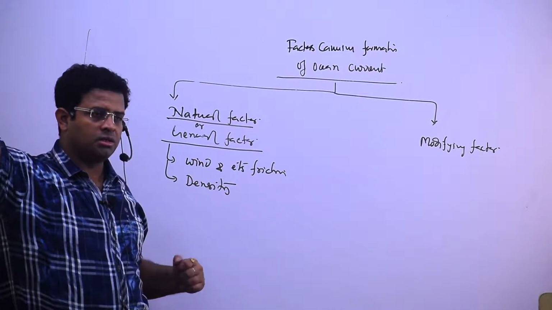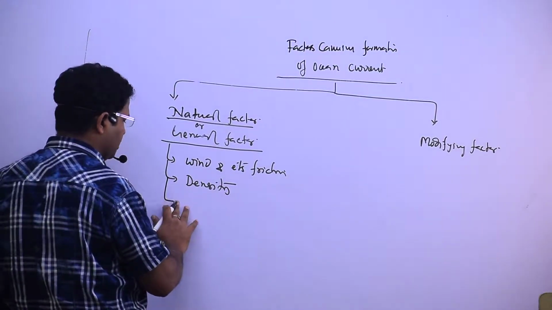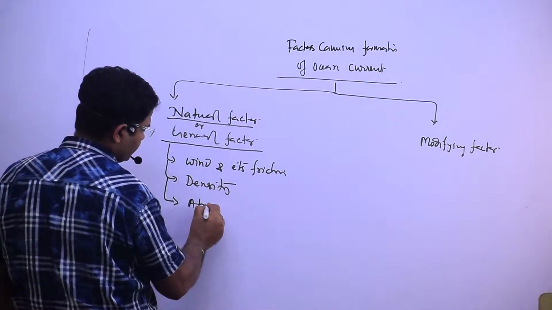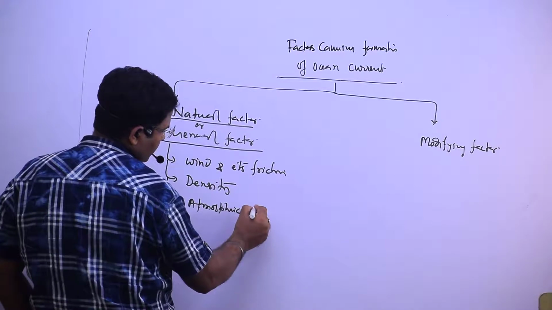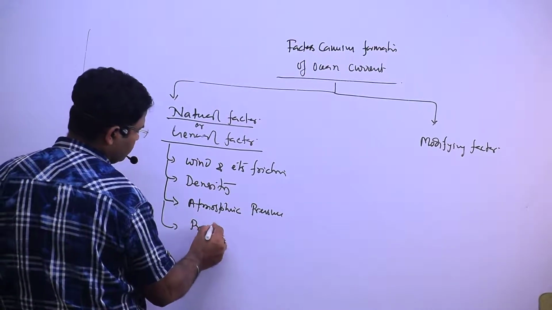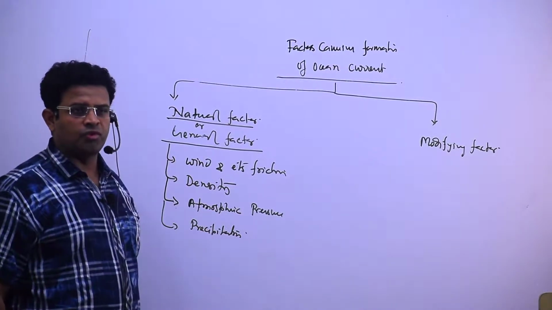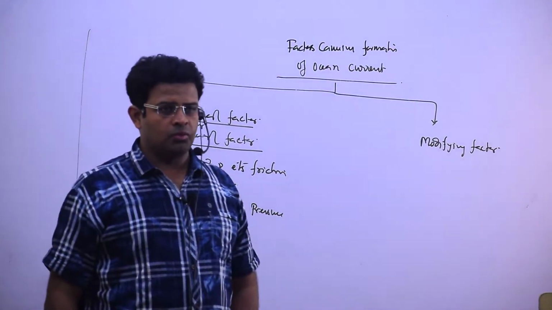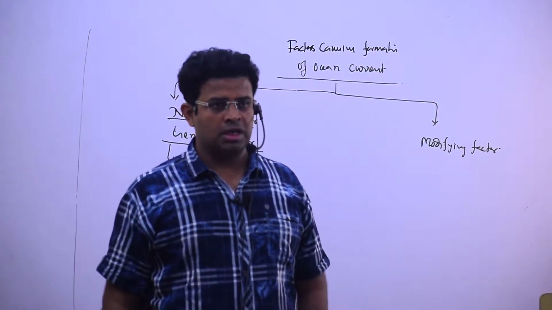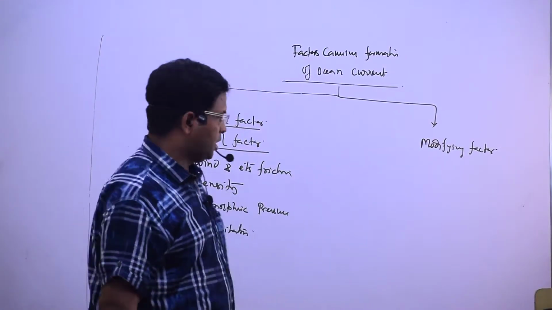Another factor is density. After density, we'll see P for atmospheric pressure and another P for precipitation. So which are the four factors? Just tell me. Wind and its friction, D for density, P for atmospheric pressure, P for precipitation. This should be memorized. Understood?